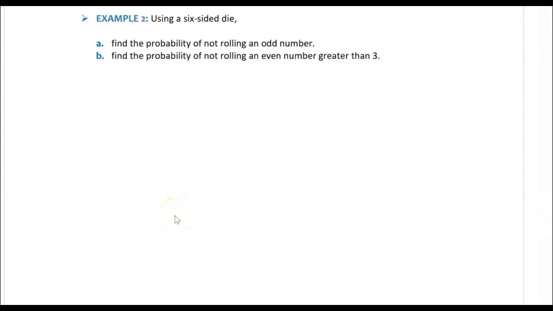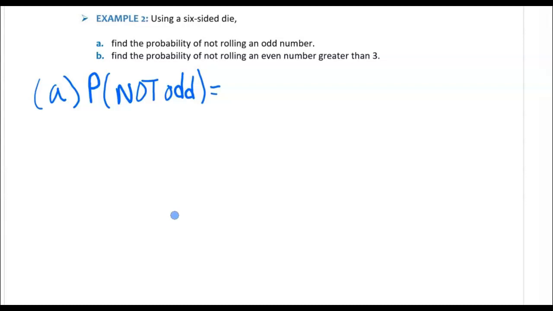Example 2. Using a 6-sided die. A. Find the probability of not rolling an odd number. B. Find the probability of not rolling an even number greater than 3. So for part A, the probability of not rolling an odd. Well, there are 3 odd numbers, that is 1, 3, and 5.